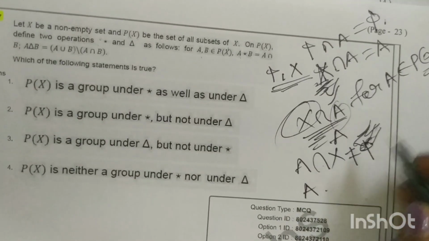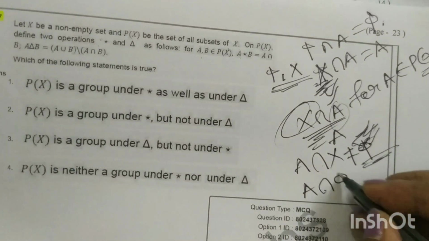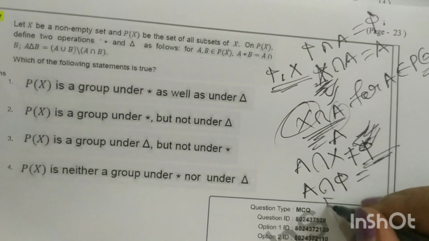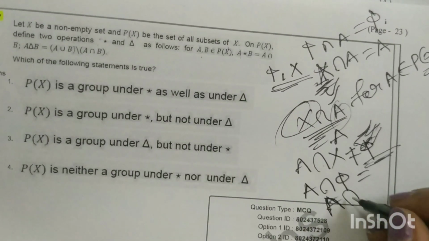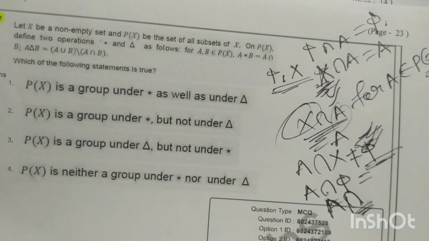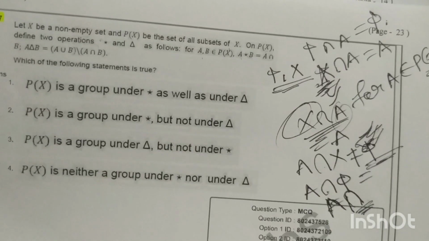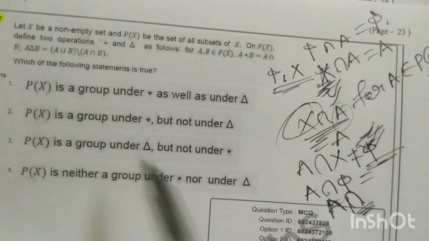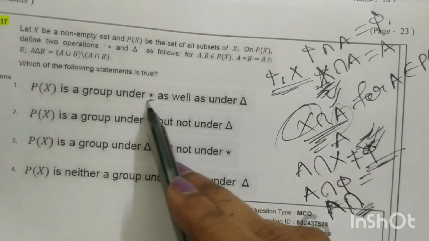Phi is only possible if you take A intersection phi, or nothing else you can take here. Okay, so I think existence of inverse fails here, so that is why it is not correct. Star will not form a group.